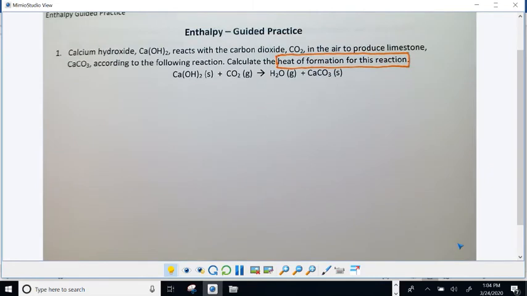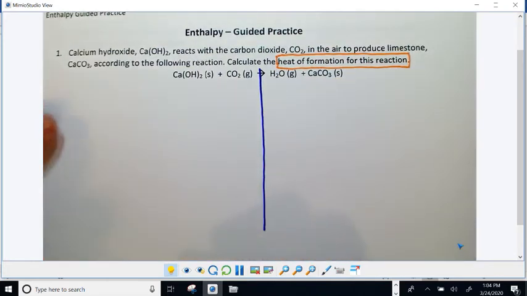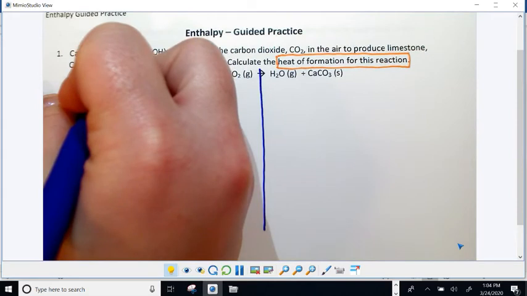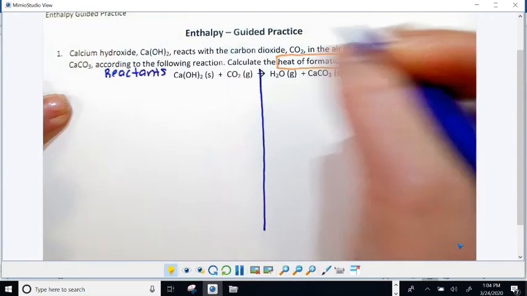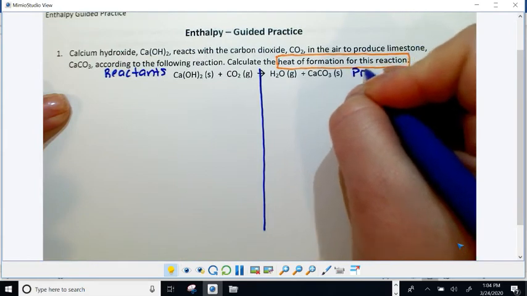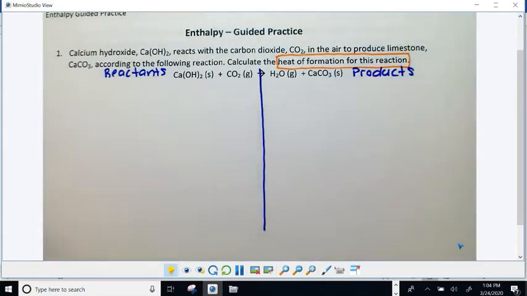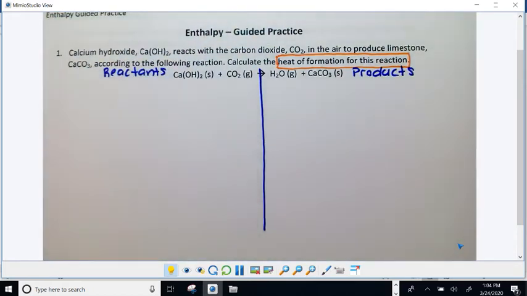All right, so first thing is I'm going to separate my reactants and my products. This left-hand side over here is the reactants, and the right-hand side is my products. It's very important that we know which side is which, otherwise we will get the wrong answer.